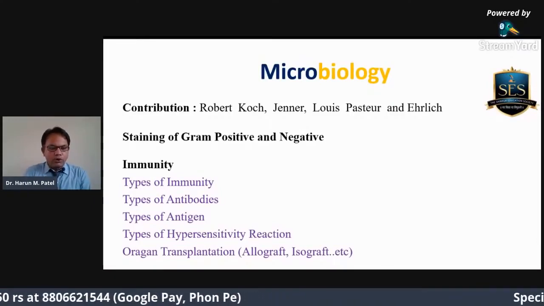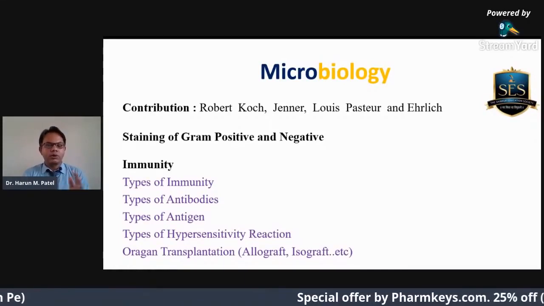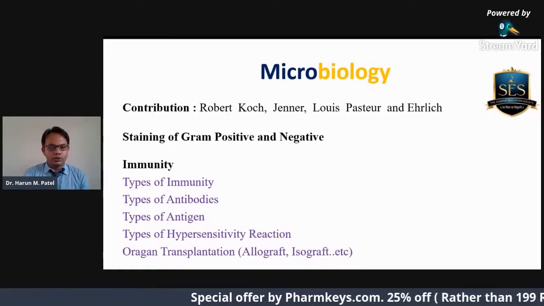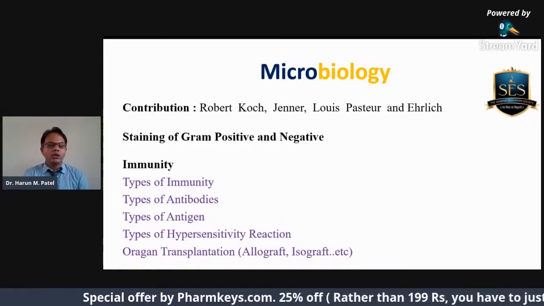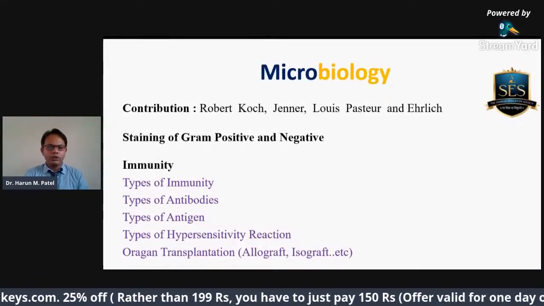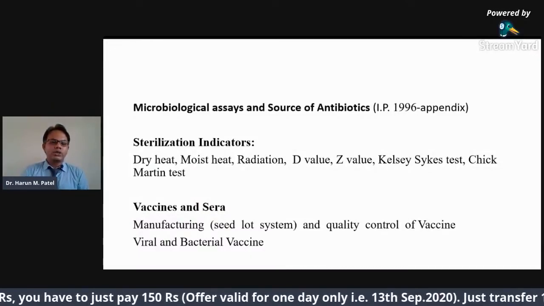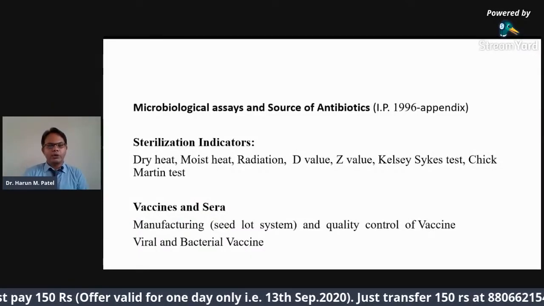And the most important topic from immunity is organ transplantation. There are multiple types of organ transplantation, like allograft, isograft, and other things they have mentioned. So you must read these 4 to 5 points from immunity. The next important topic in microbiology is microbiological assay and sources of antibiotics.